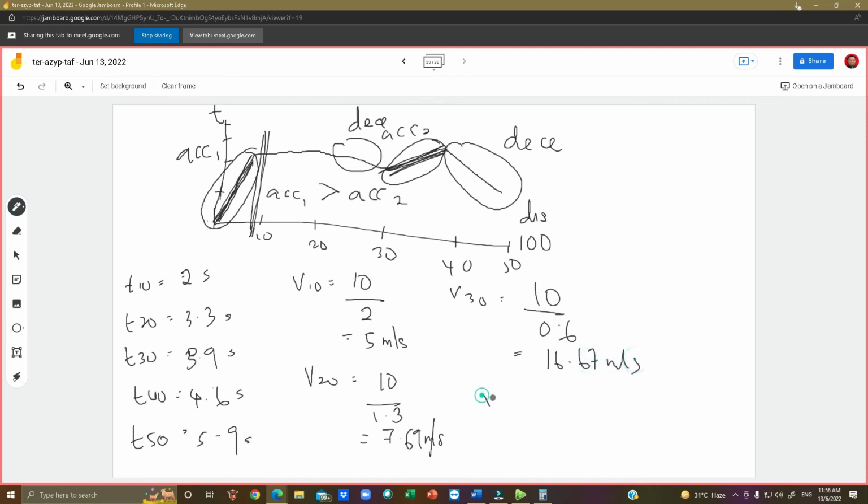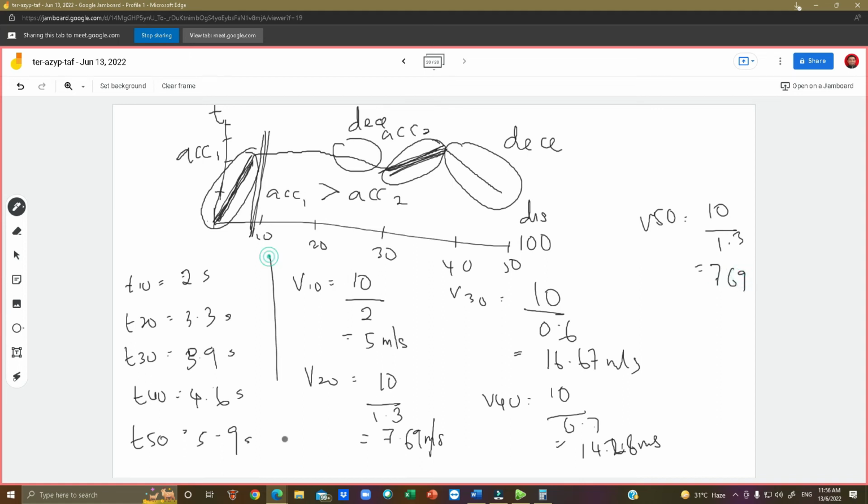Okay, V40. 10 over 4.6 minus 3.9. What do we get? 0.7. Okay, so it's slower a bit here. What do we get? 14.28. Alright, and finally V50 equals 10 over 5.9 minus 4.6, which is 1.3. Oh, this is the same, 7.69.